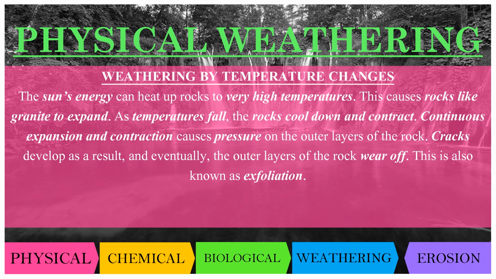And one of these factors is called temperature changes. The sun's energy can heat up rocks to very high temperatures. This causes rocks like granite, an example of an igneous rock, to expand. As temperatures fall, the rocks cool down and contract. Continuous expansion and contraction causes pressure on the outer layers of the rock. Cracks develop as a result, and eventually, the outer layers of the rock wear off, and this process is called exfoliation.